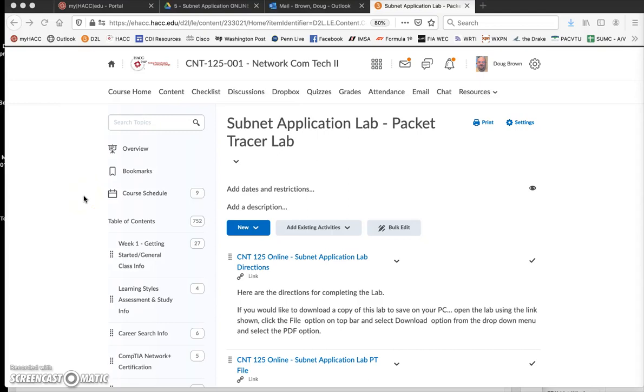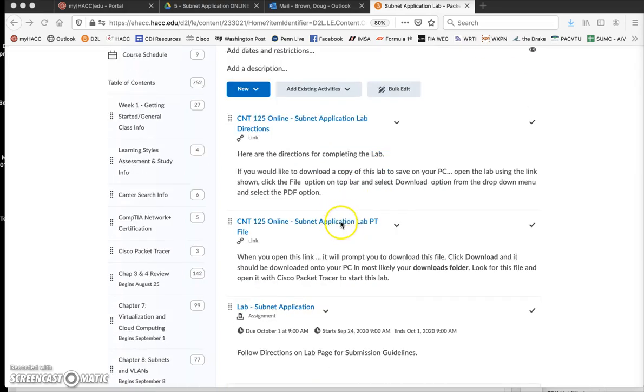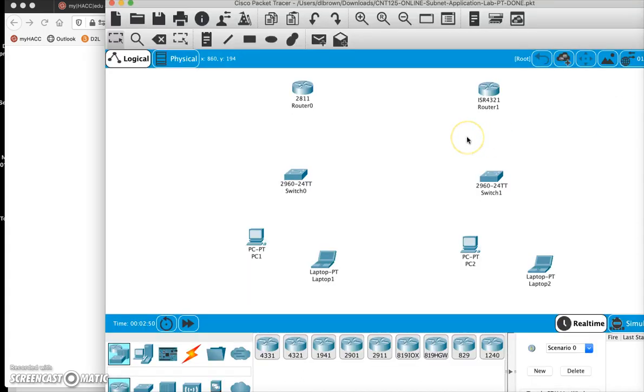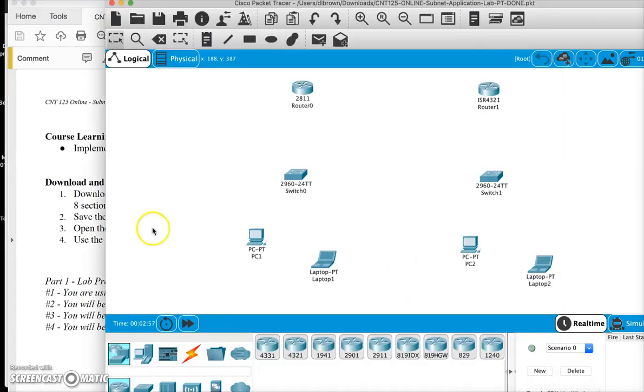Alrighty, CNT125, we're working on our Subnet application lab. First thing, on D2L, I downloaded a copy of the direction page and saved that to my system. I also downloaded a copy of the Packet Tracer file we're going to use for this lab, and I already have that open and ready to go. So here is my copy of the Subnet application lab, and there's the Packet Tracer file. I'm ready to rock and roll.